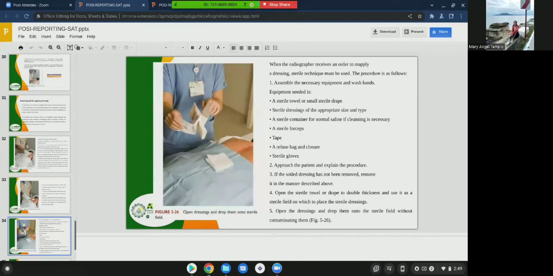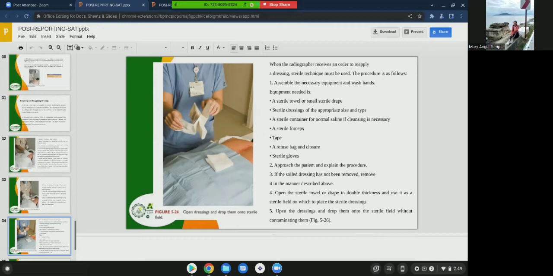When the radiographer receives an order to reapply a dressing, sterile technique must be used. The procedure is as follows. First, assemble the necessary equipment and wash hands. Equipment needed is a sterile towel or small sterile drape, sterile dressings of the appropriate size and type, a sterile container for normal saline if cleansing is necessary, sterile forceps, tape, a refuse bag enclosure, and sterile gloves.